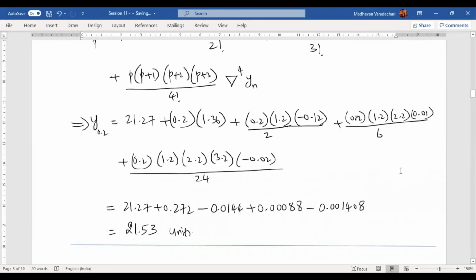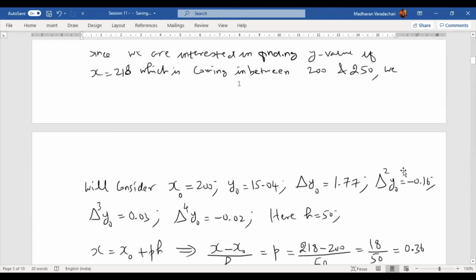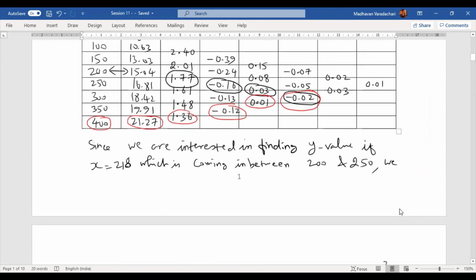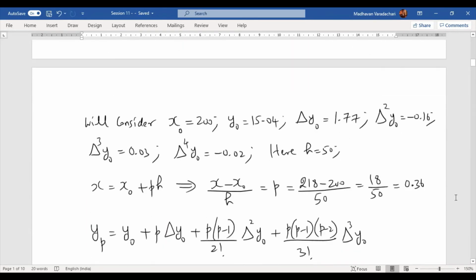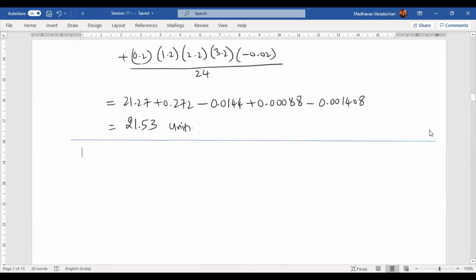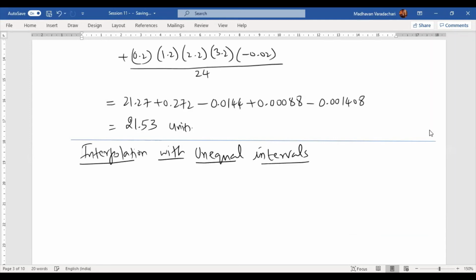Next, in this example, whatever we had seen, the intervals are equal: 100 to 150 is 50, 150 to 200 is 50. All the gaps between successive values of x are 50 and equal. What if they are unequal? So we have a different style of interpolation with unequal intervals. We'll see what is called Lagrange's interpolation formula.